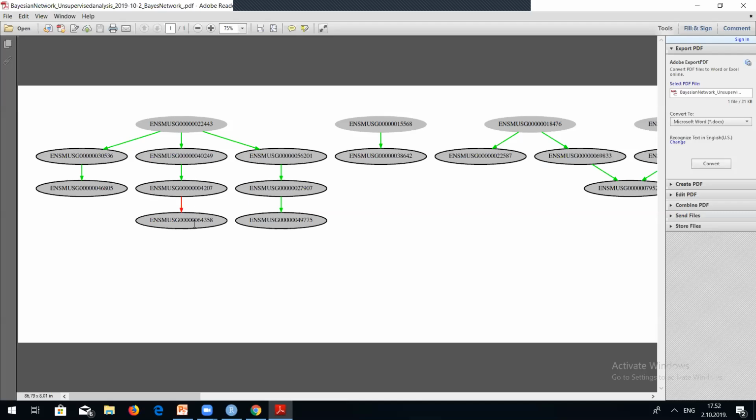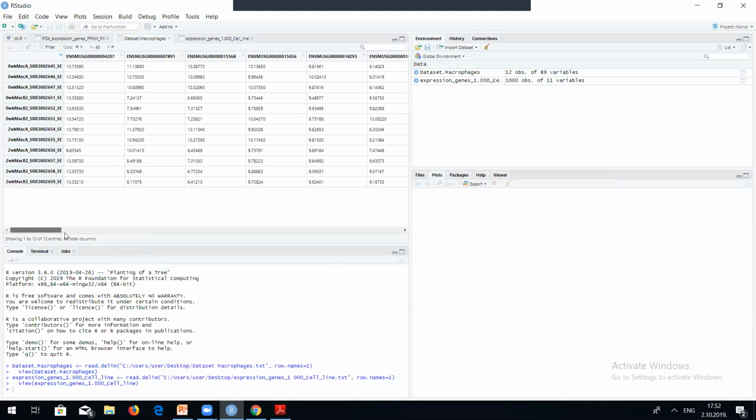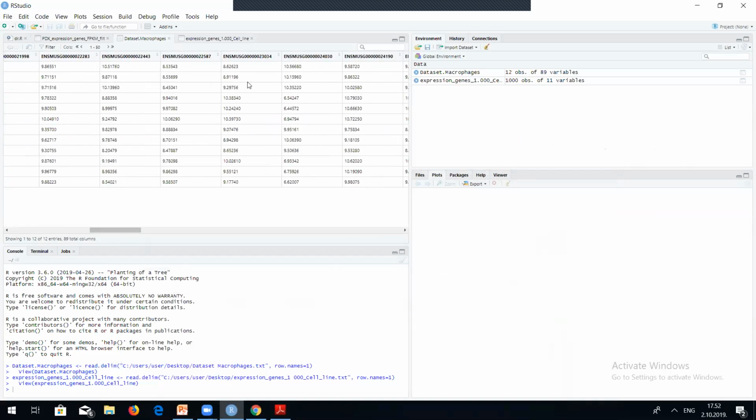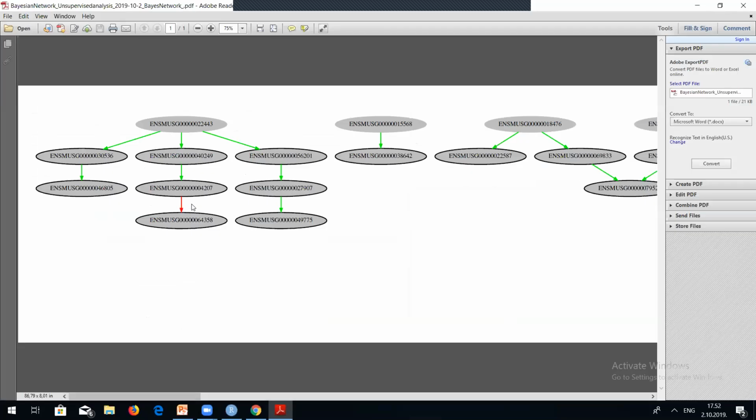If we run a correlation on these two genes, let's say that these two genes are somewhere here. I'm not going to search for them right now. Let's say that these are two genes, these two. If we run a correlation between them, that correlation would also be high, but it would be negative. It would be minus, I don't know, 0.6 or 0.7. So that is definitely the case.